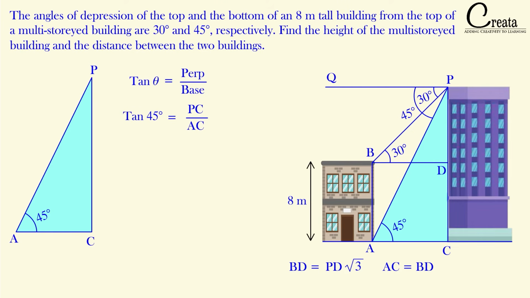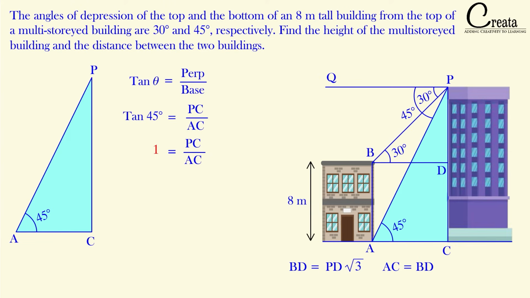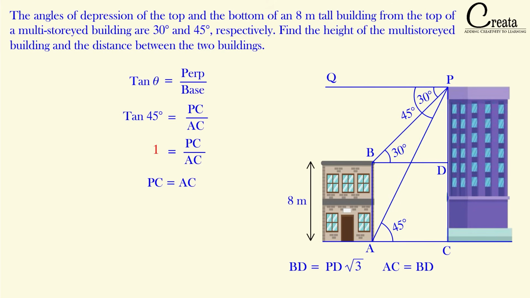And the interesting thing with the tan 45 degree is that perpendicular and base will be equal to each other. How? Let's see. Tan 45 degree, the value is 1. So we got 1 is equal to PC upon AC. That is PC is equal to AC. That is perpendicular is equal to base. This is very interesting with 45 degree angle. Perpendicular and base both are equal to each other. So we got PC is equal to AC.